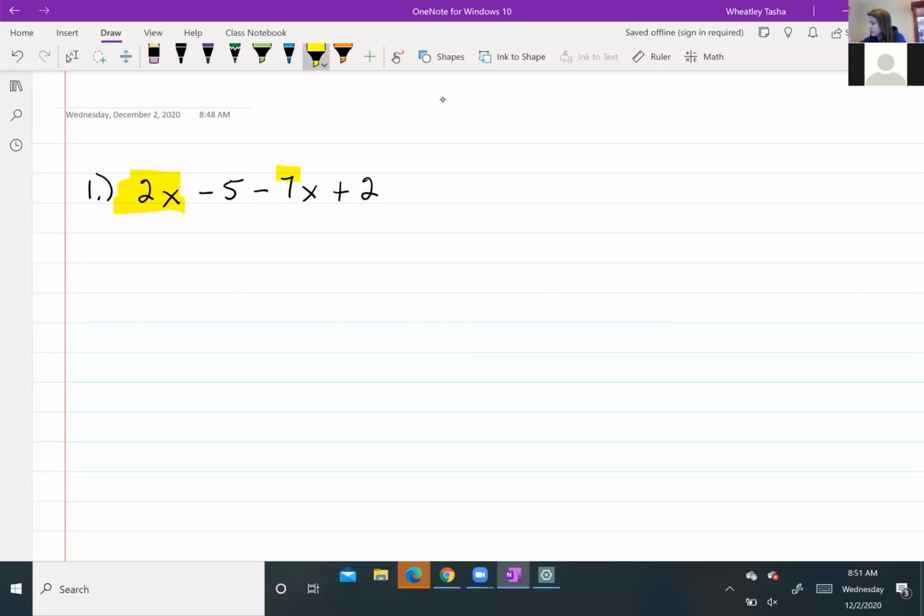A lot of times students will say, oh, I can combine it with 7x, but you have to take the sign in front with it. So if we combine those together, I can just do 2 minus 7 or 2 plus negative 7. That's the same thing. You'll get the same answer. So 2 minus 7 would give me negative 5x from combining those together. And then I can also combine negative 5 with positive 2 because they both do not have variables. And if I just put that in a calculator, negative 5 plus 2 would give me negative 3.